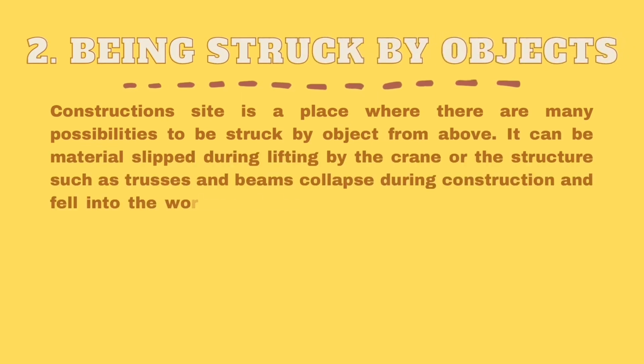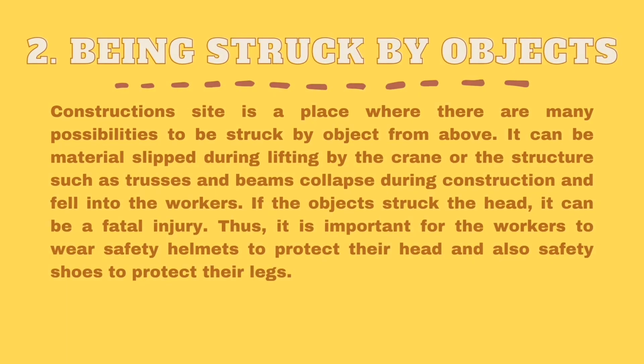The second hazard is being struck by objects. A construction site is a place where there are many possibilities to be struck by objects from above. It can be material slipped during lifting by the crane, or structures such as trusses and beams collapsing during construction and falling onto the workers. If the object strikes the head, it can be a fatal injury. Thus, it is very important for workers to wear safety helmets to protect their head and also safety shoes to protect their legs.